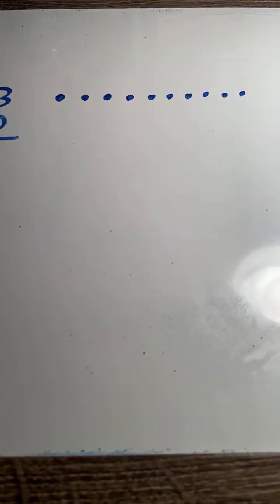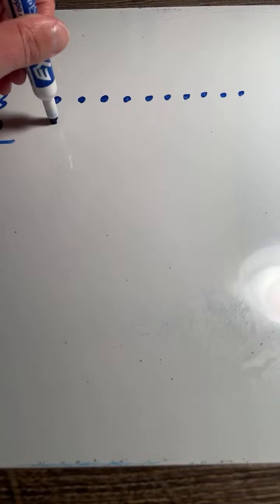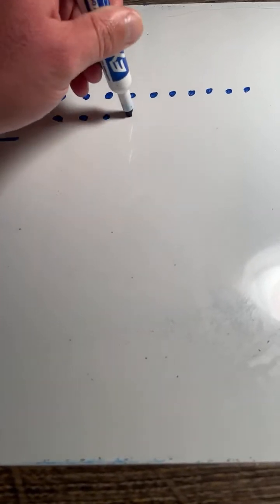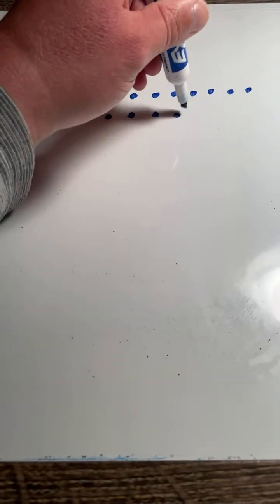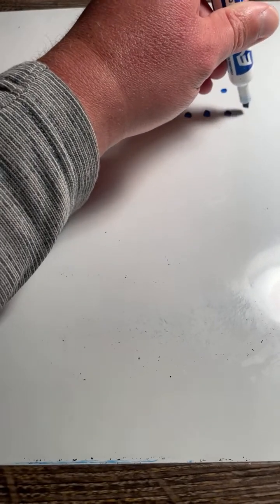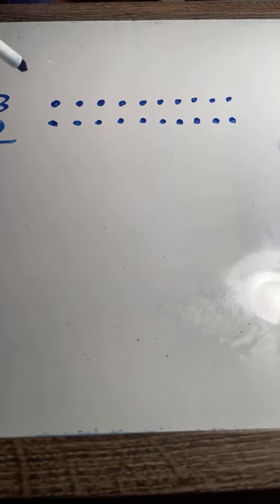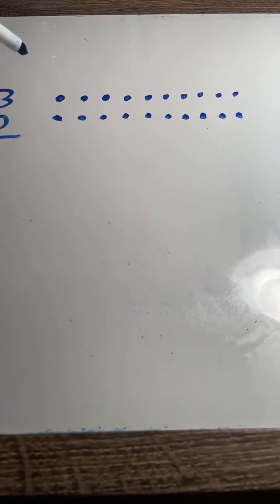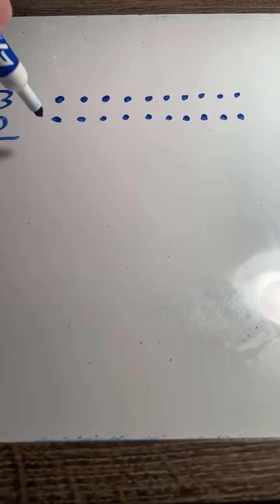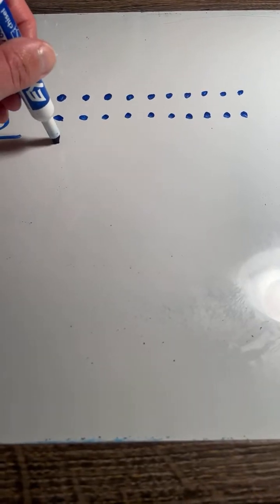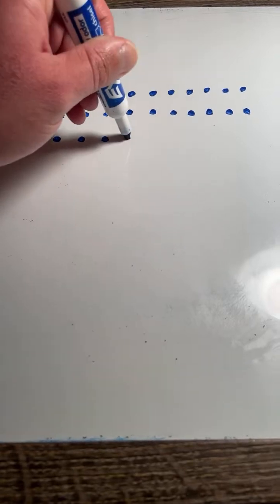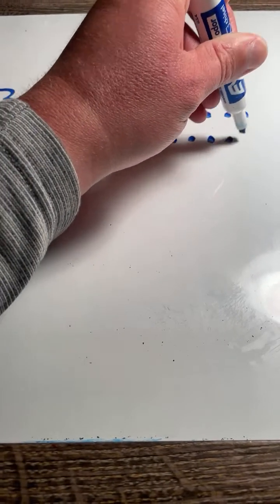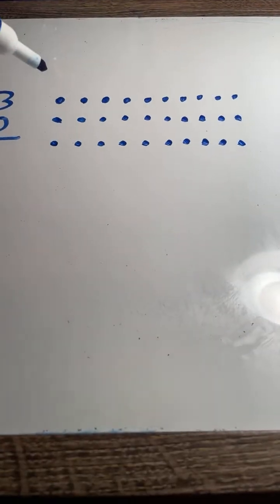So that's one group of 10. 1, 2, 3, 4, 5, 6, 7, 8, 9, 10. That's two groups of 10. 1, 2, 3, 4, 5, 6, 7, 8, 9, 10. That's three groups of 10.